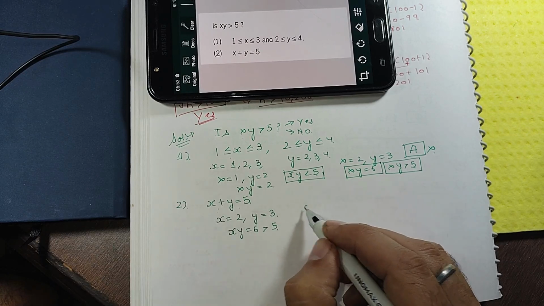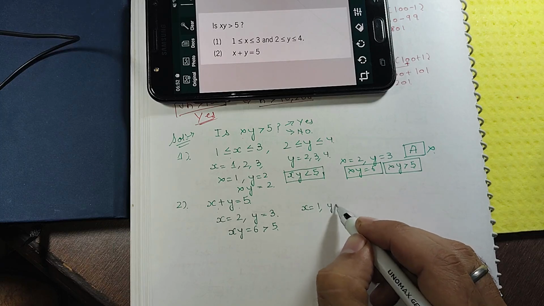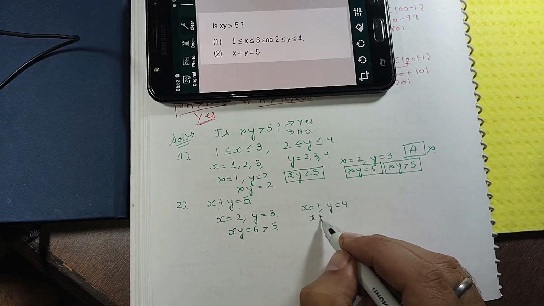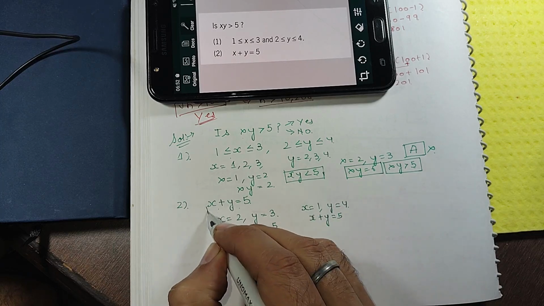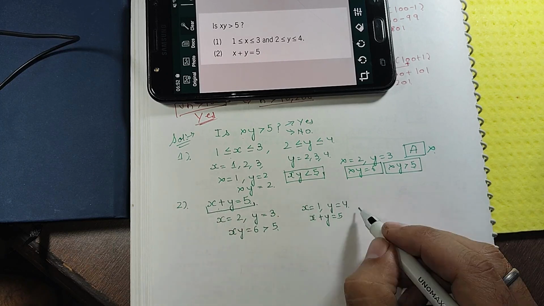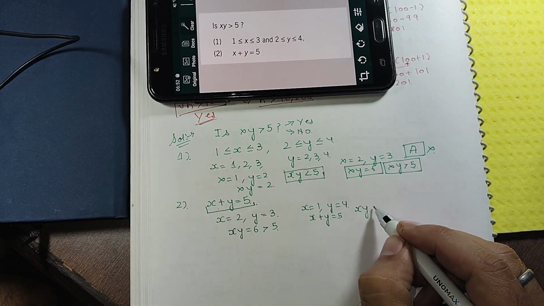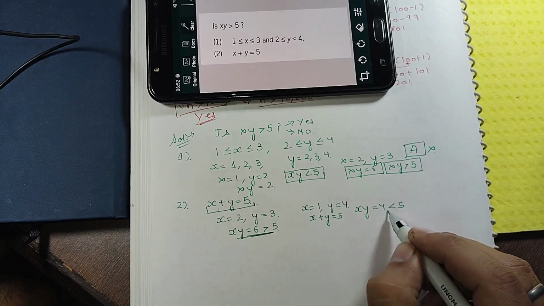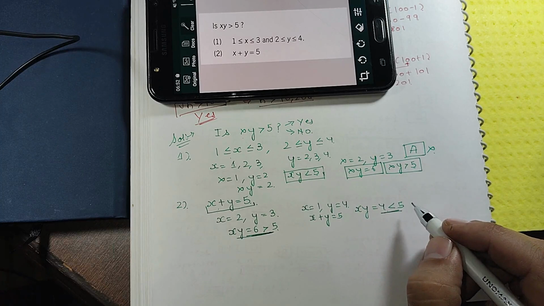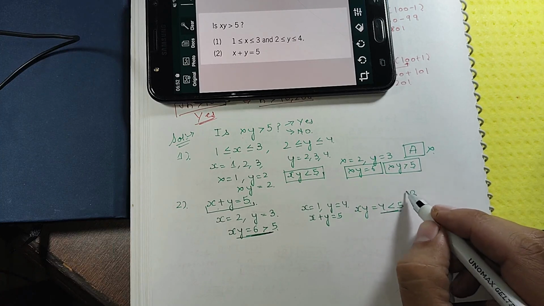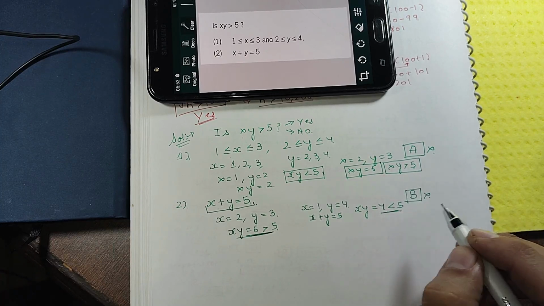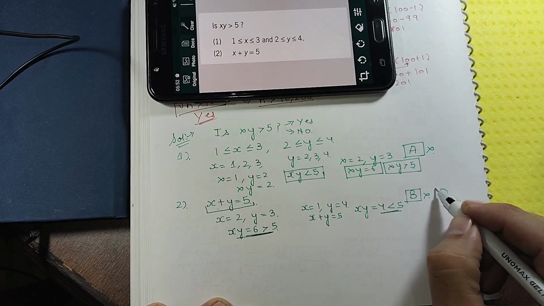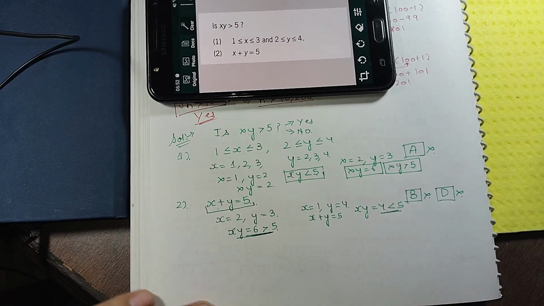But if I take the value of x equal to 1 and the value of y equal to 4, again x plus y is equal to 5, so we have to abide by this condition given in statement 2. But the product of x into y is equal to 4, which is less than 5. So we are getting a value greater than as well as less than 5 by statement 2. So we can say that statement B alone is also not sufficient to answer the question, which marks further that option D is also not the answer for this.